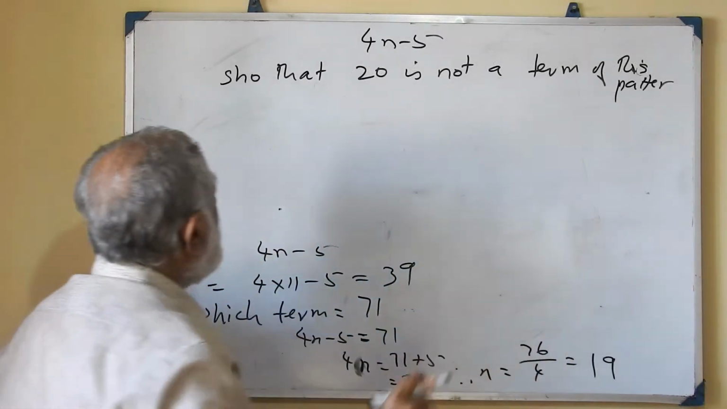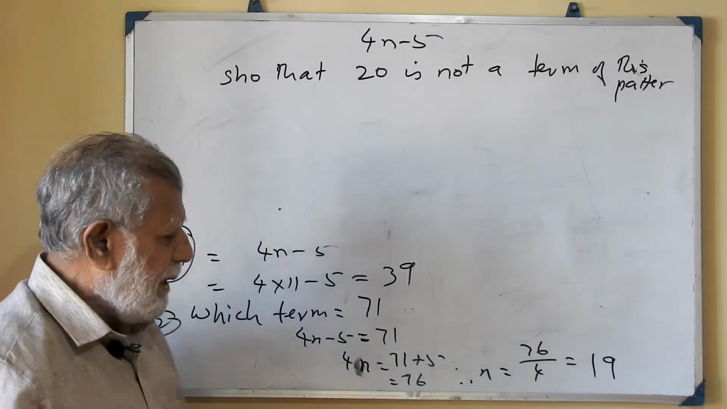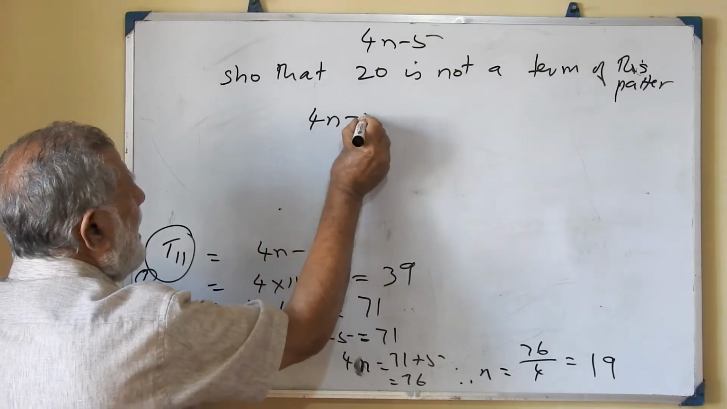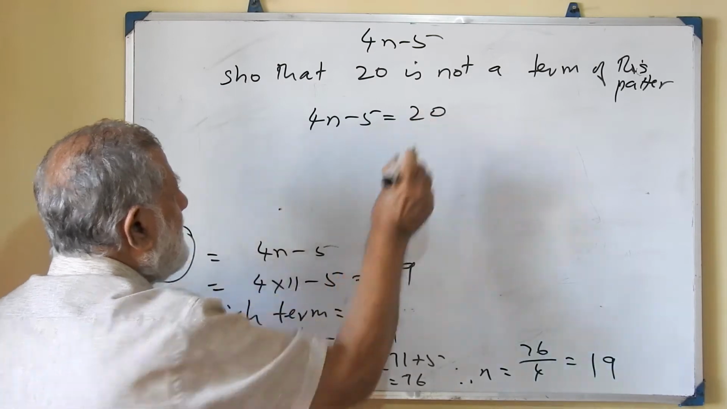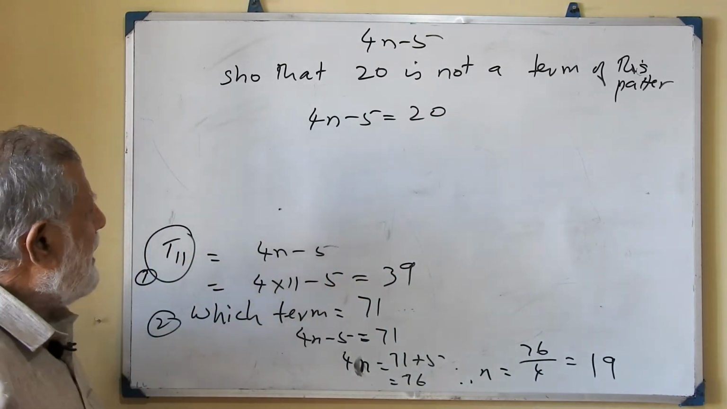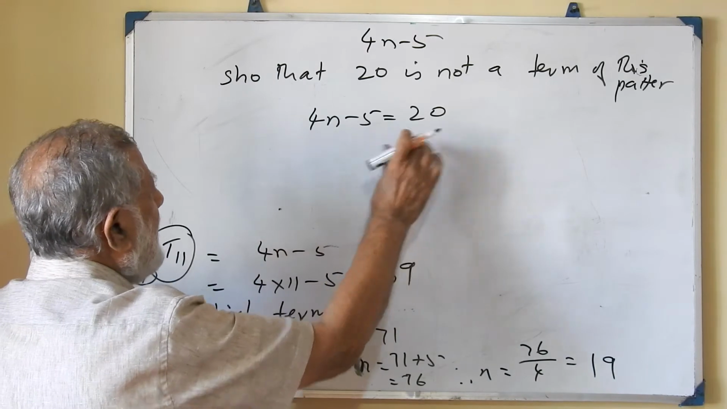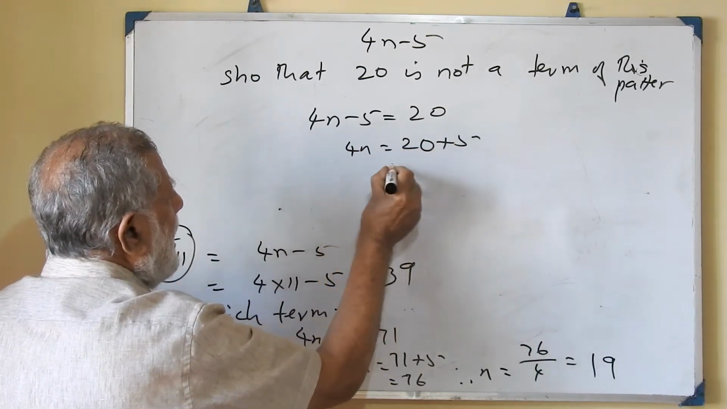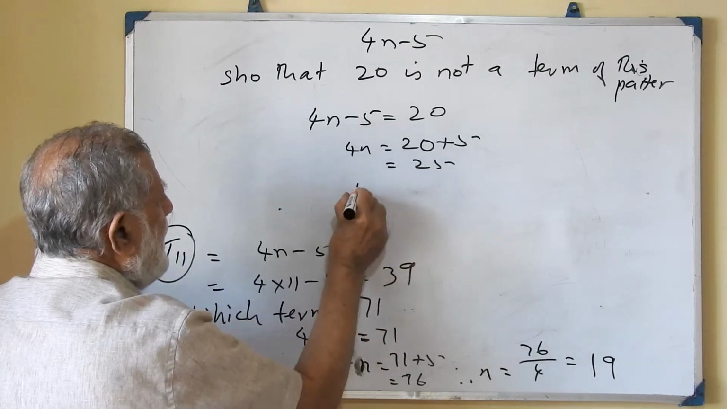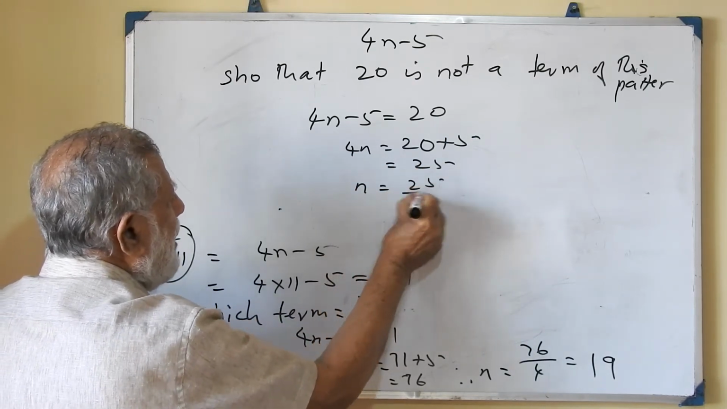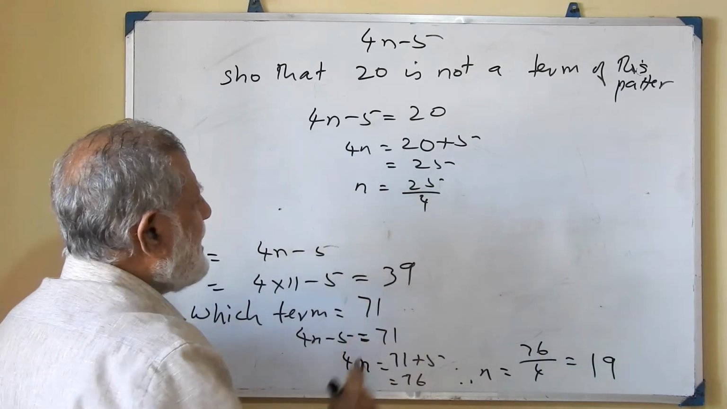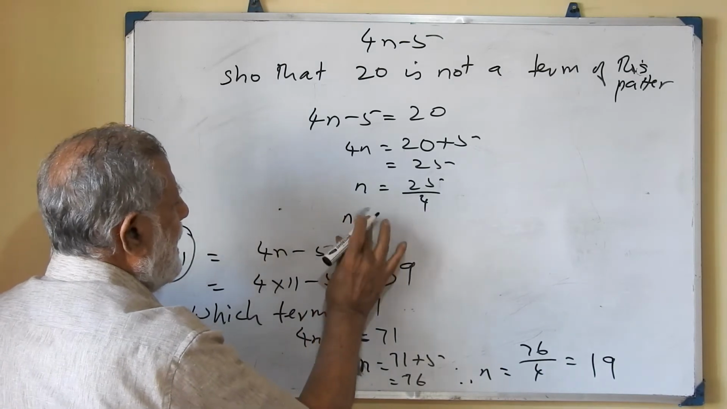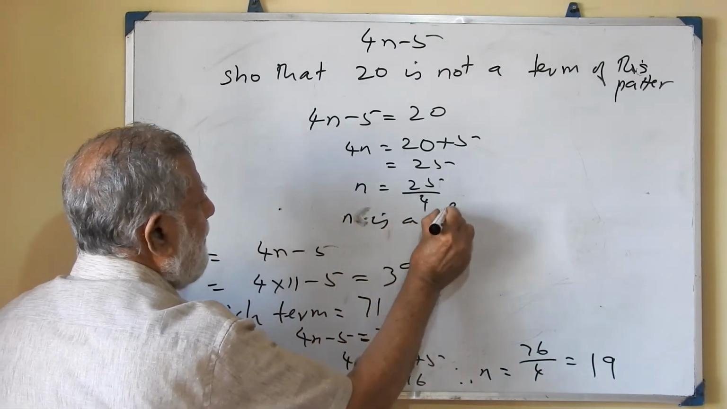Okay. Now you have to show that 20 is not a term of this pattern. How to do that? We use the same method. We write down 4n minus 5 is equal to 20. Then again the same rule: minus 5 to the other side, 4n is equal to 20 plus 5, that is equal to 25. So n is equal to 25 upon 4. So you are getting a fraction here. n is a fraction.